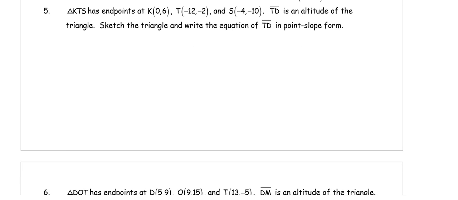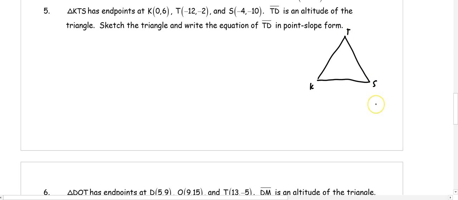Number 5, KTS has the endpoints. TD is the altitude of the triangle, so sketch the triangle and write the equation of TD in point slope form. So I have my triangle KTS. K is at 0, 6. T is at negative 12, negative 2. And S is at negative 4, negative 10.